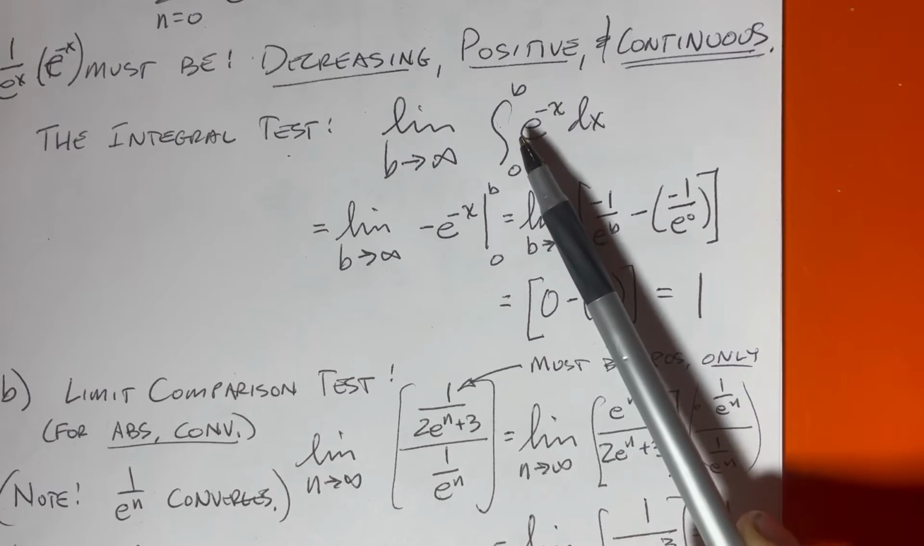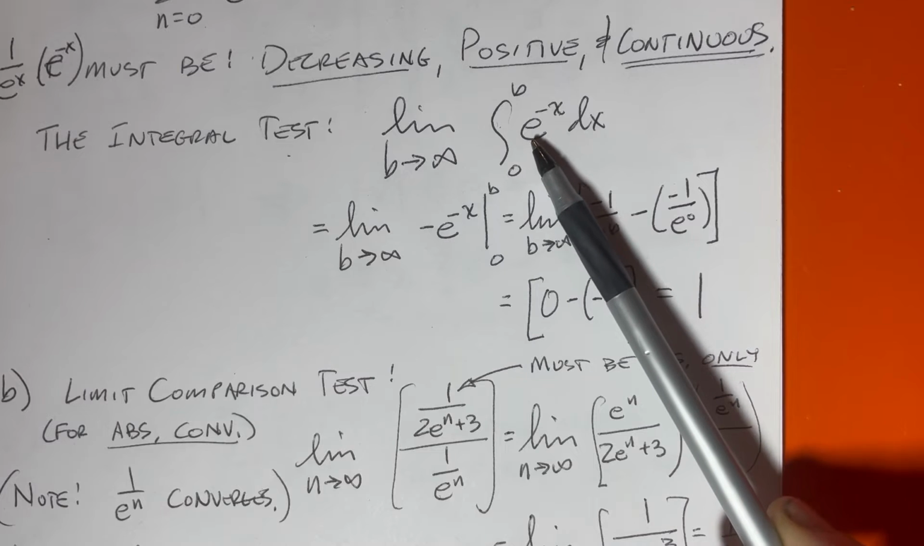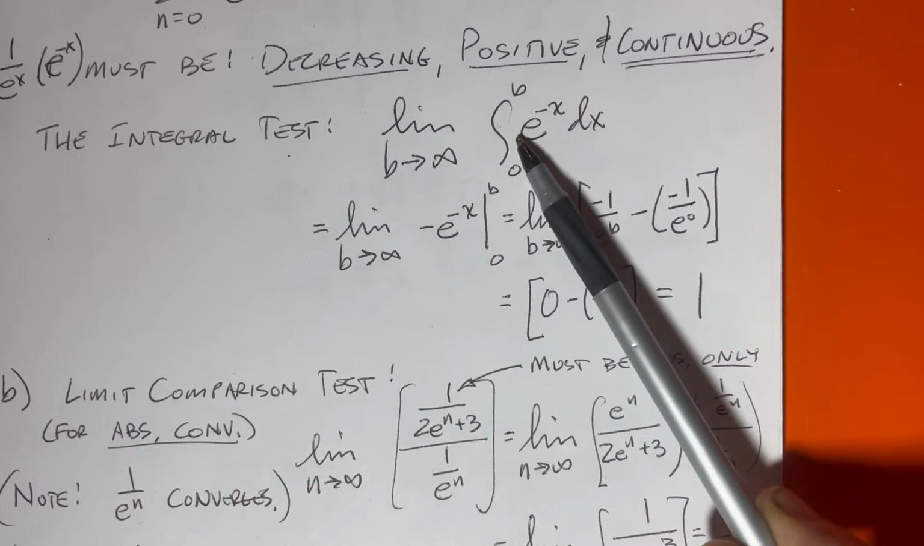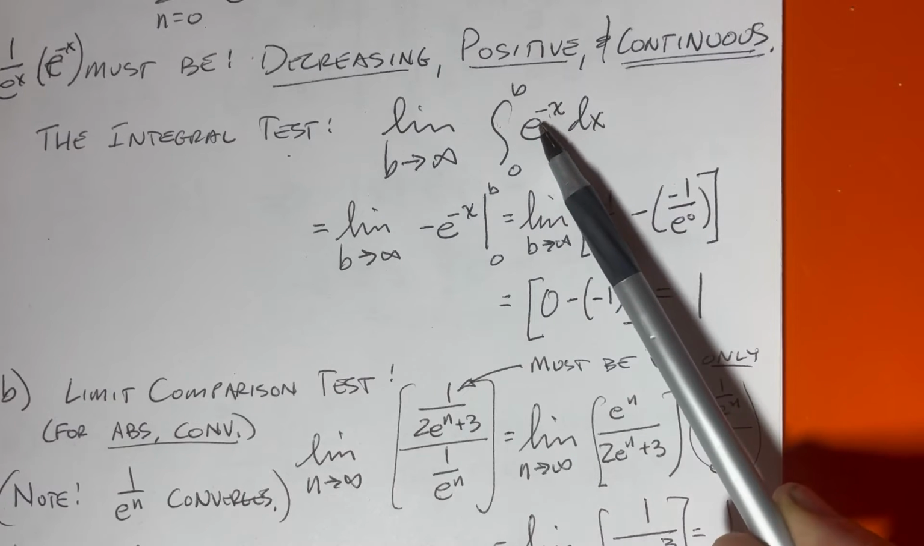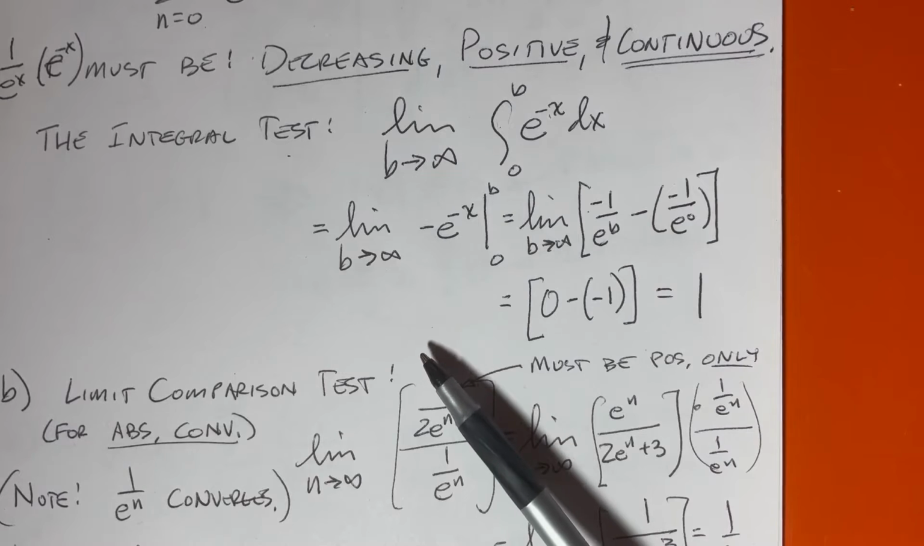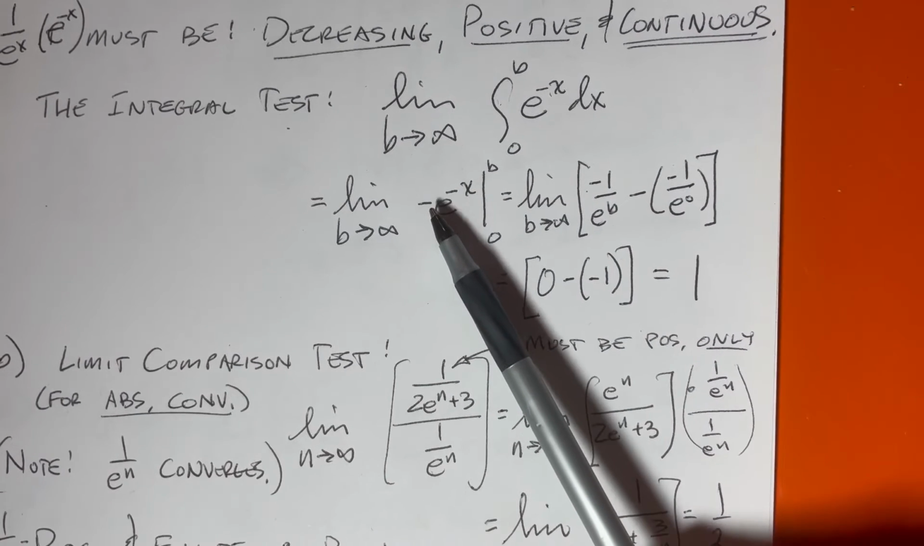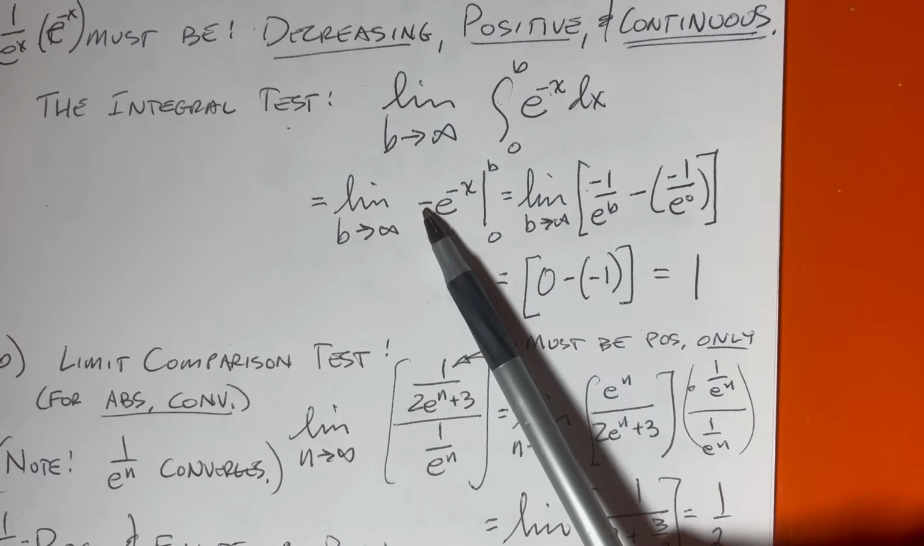So then once you set this up, just know your integration. Some of you guys wanted to go with ln's and things like that. I can understand. But once you write it as e to the negative x, think about what's the derivative of e to the negative x. Well, that's just negative e to the negative x. And integration and derivation with e to the x is pretty straightforward. So it'll perhaps trigger that memory that you just put that negative out in front.